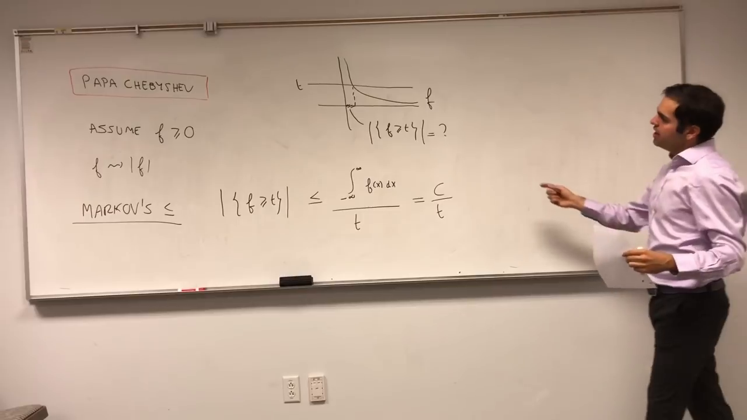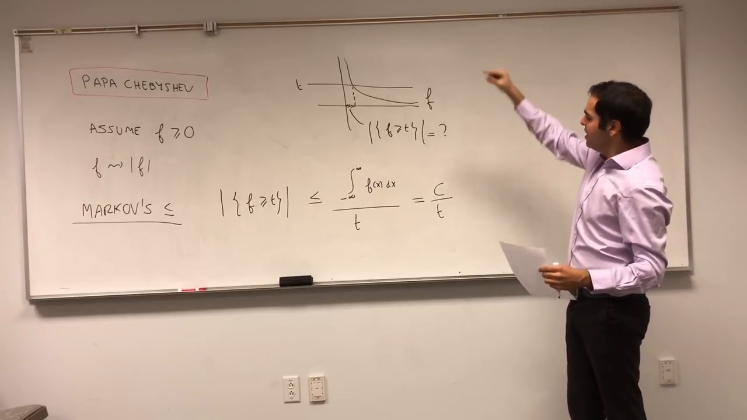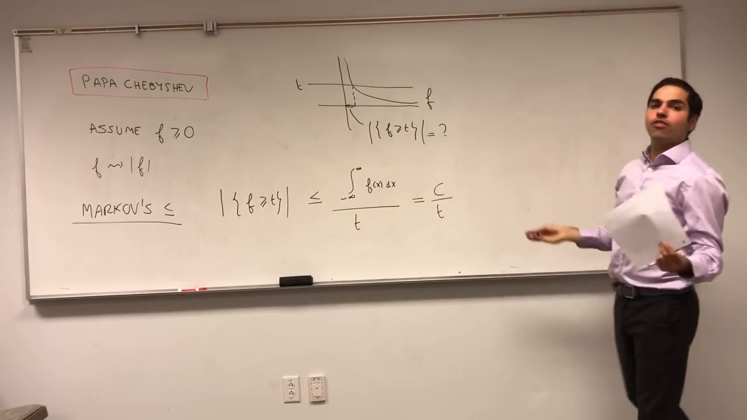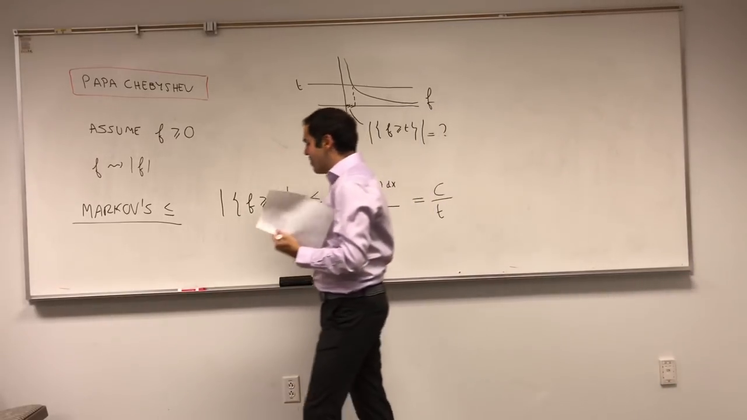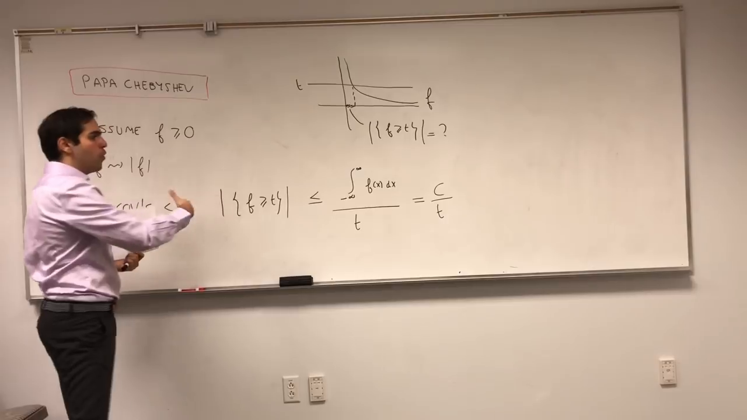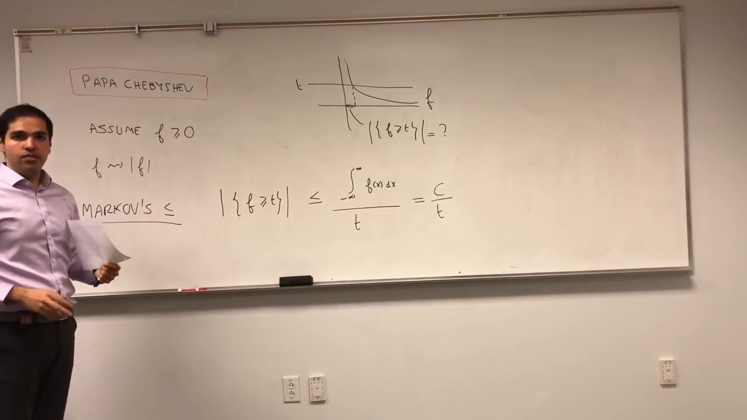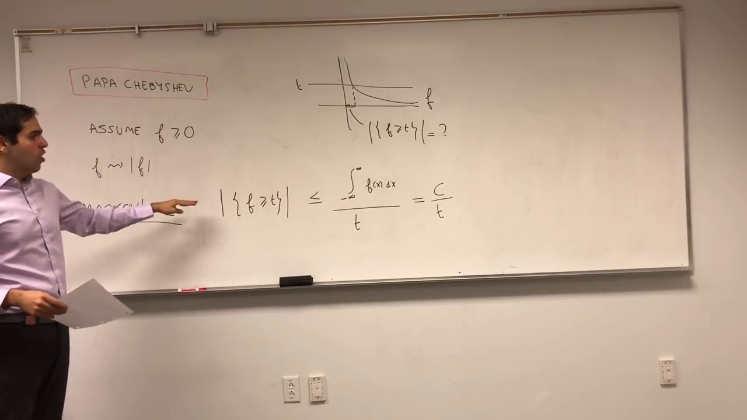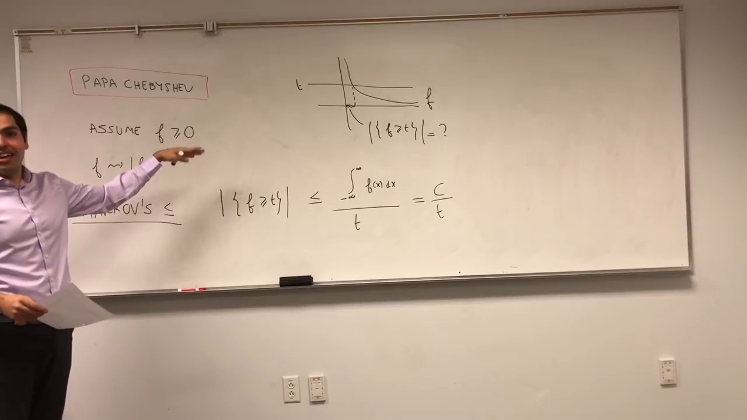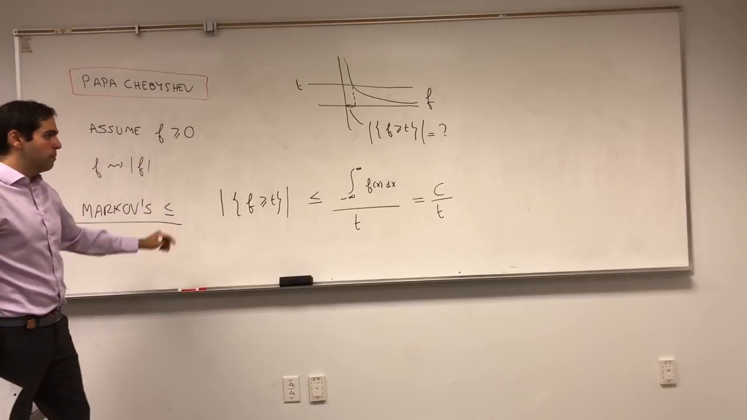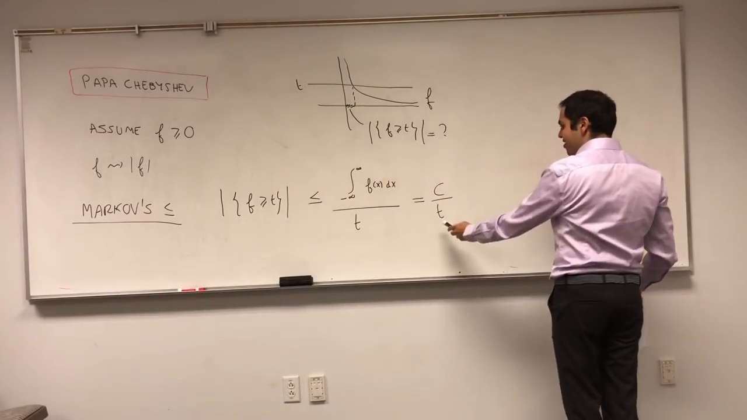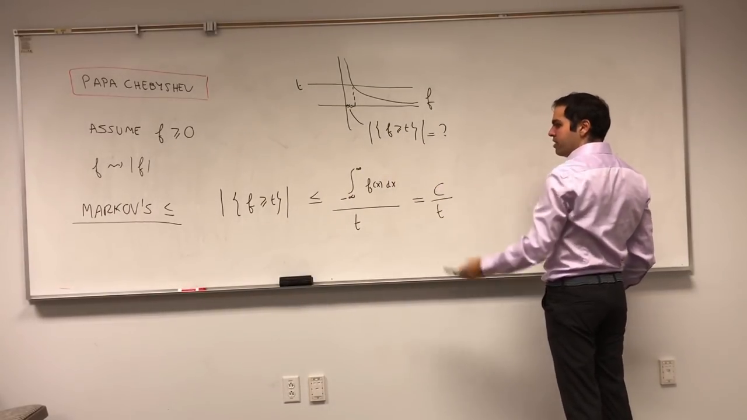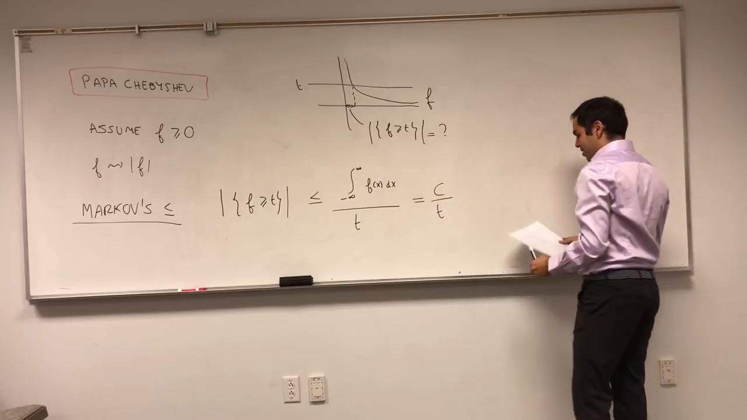In particular, the larger you let t be, this decays like 1 over t. It gives you an estimate of how quickly this set decays to 0, and it tells you how big a function can really be if it's integrable. For example, it cannot be like c over t squared, because that's much bigger.